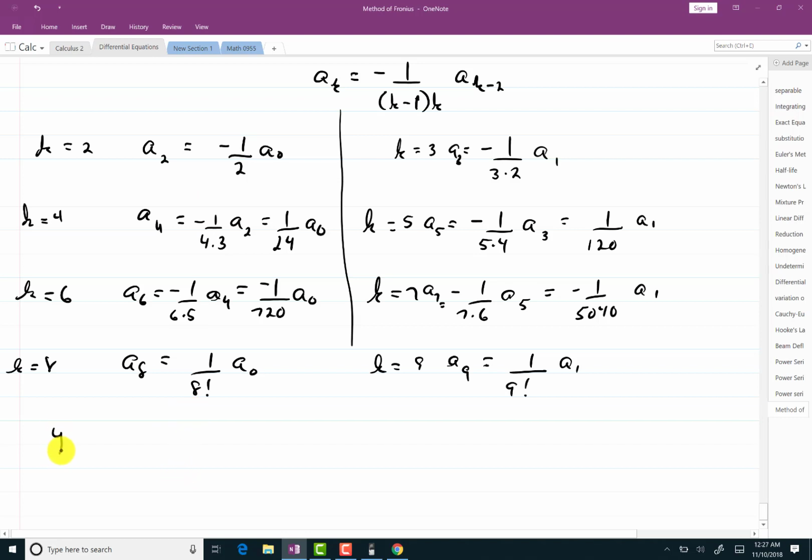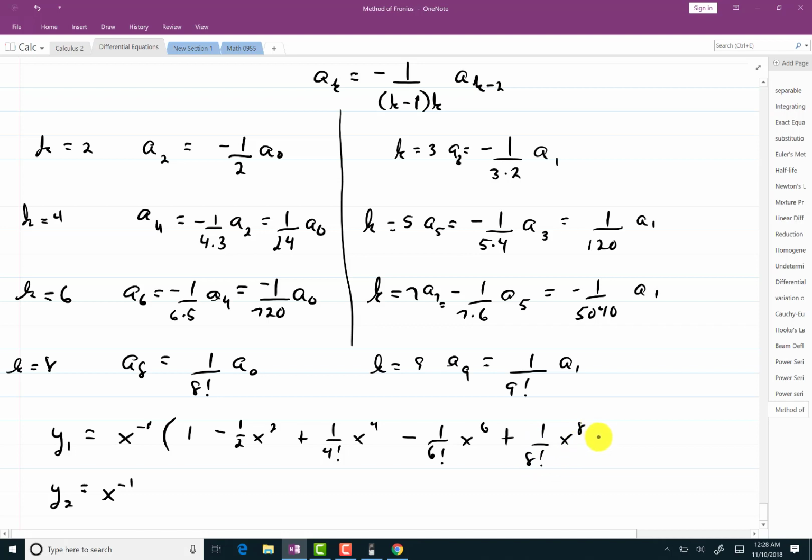We can get a y1 and y2 right off the bat. Both of them are attached to x to the negative 1. So what's inside that's different? Here, we're going to have only even powers. So we're going to have 1 minus 1/2 x squared plus 1 over 4 factorial x to the 4th minus 1 over 6 factorial x to the 6th plus 1 over 8 factorial x to the 8th, and that will go on forever and ever and ever.